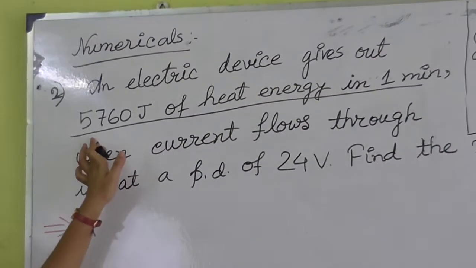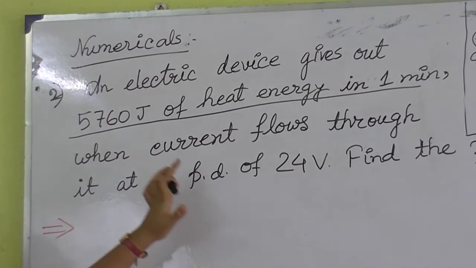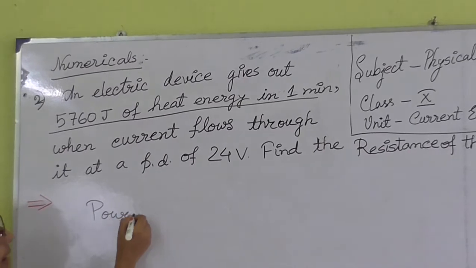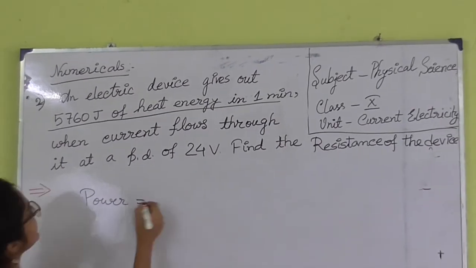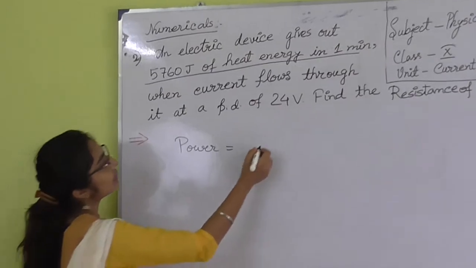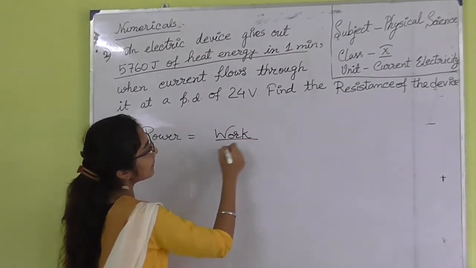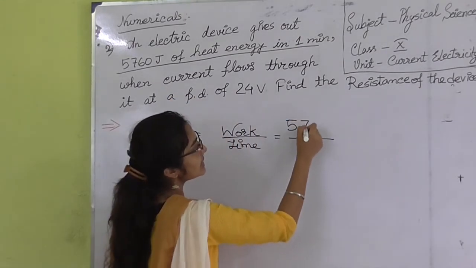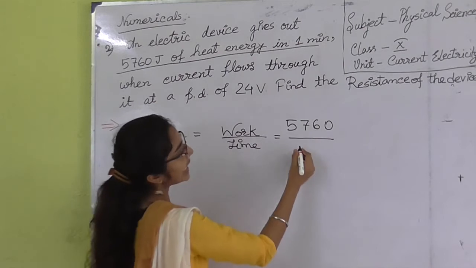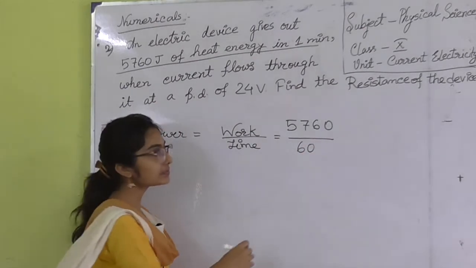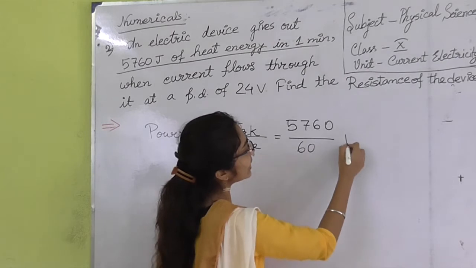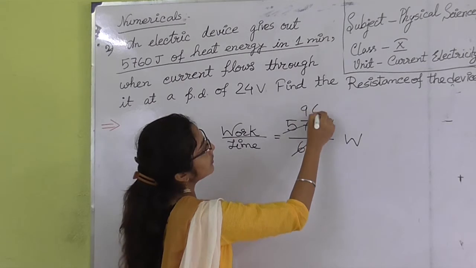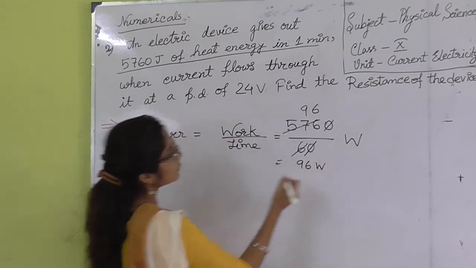It is written that 5760 joule of heat energy in 1 minute is given out. So, you have to calculate power from this. Power is equal to work divided by time. Work is equal to 5760 joule and time, 1 minute, is 60 seconds. So, work per unit time is 96 watt.